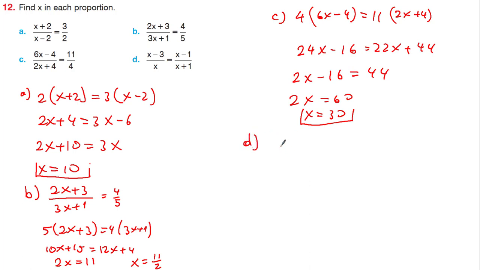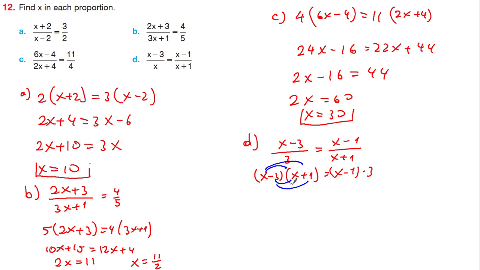And the last one under D, x minus 3 over x is x minus 1 over x plus 1. Cross multiply, we get x minus 3 times x plus 1 is x minus 1 times x. Getting rid of brackets, the way we get rid of brackets is by multiplying all these different pairs. So what do we get? x times x is x squared. Sorry, here I wrote 3, but it's not 3, it was x.